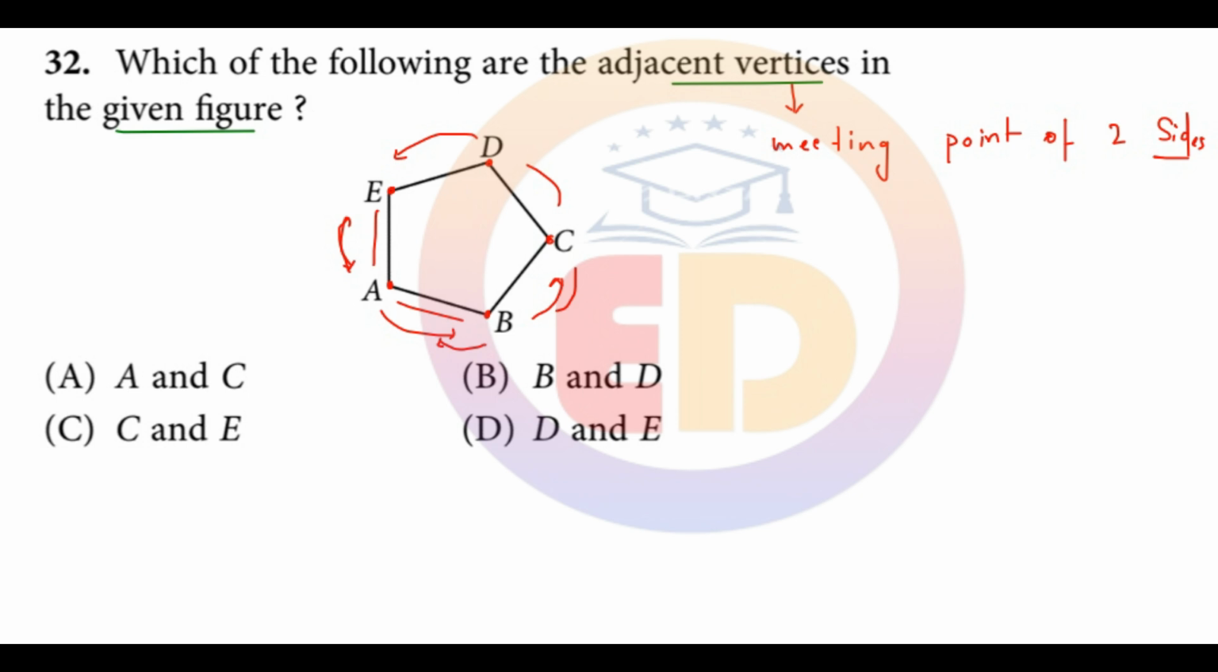The question is asking which of the following are adjacent vertices. A and C are not adjacent, they are non-adjacent because they don't have a common meeting point of two sides. Next, B and D. B and D again are non-adjacent. They are not next to each other, not neighbours, so they are not adjacent, they are non-adjacent.